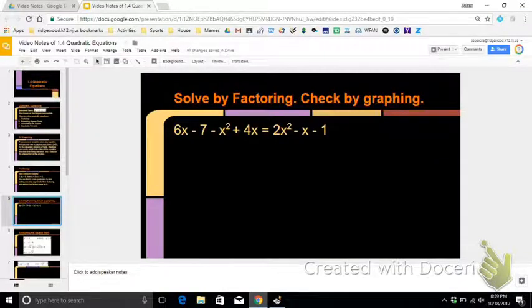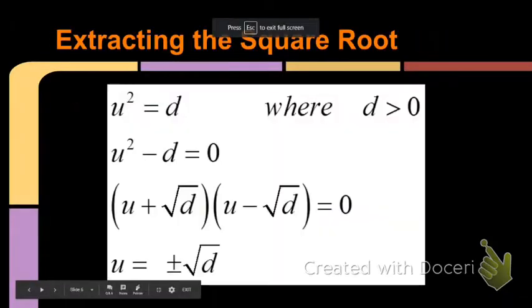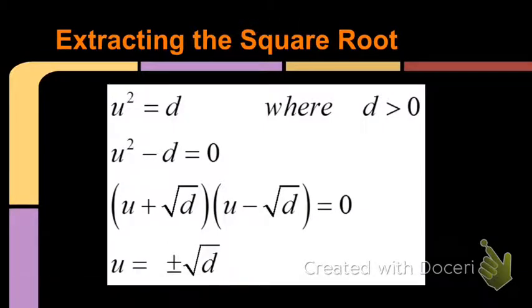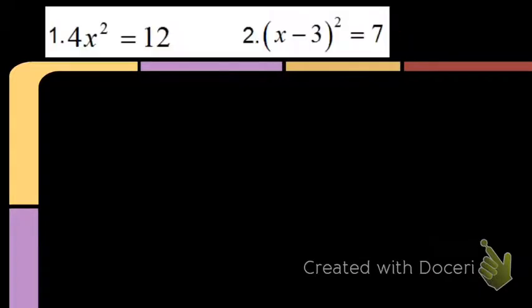Alright. Next is solving a quadratic by extracting the square root. So this only works if you have one variable being squared and no other variables with degree 1. And you can either isolate the variable that's being squared and take the square root of both sides, or set one side equal to 0 and factor it like a difference of two squares.